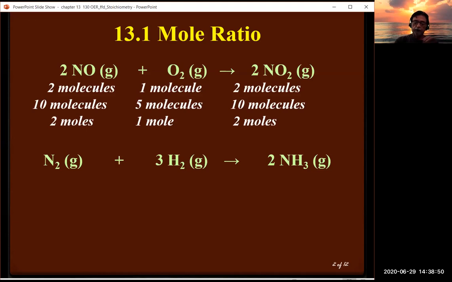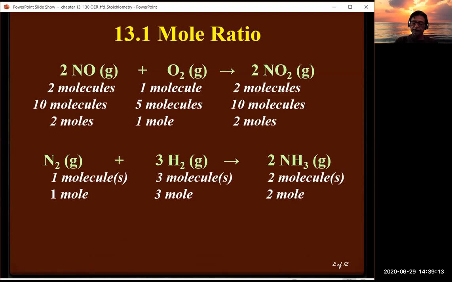Okay. All right. Next example here, we got N2 nitrogen reacting with hydrogen gas to give us ammonia. Once we balance the equation, we have 1 nitrogen, 3 in front of the hydrogen, and 2 for the product, ammonia.